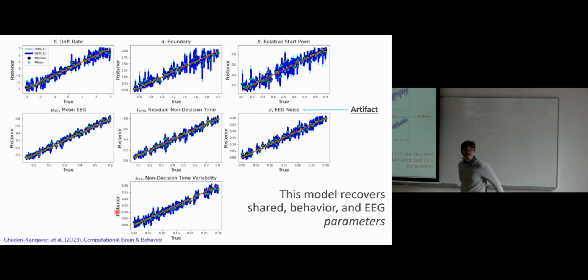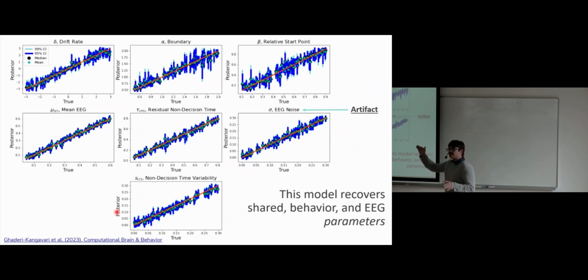Yeah, this model works. This is the point of this slide. On the x-axis is the true parameter. On the y-axis is the posterior distribution. So the orange line is perfect recovery, meaning that my model is working. I'm getting estimates that are near the truth; the orange line is the exact estimate that is the truth.